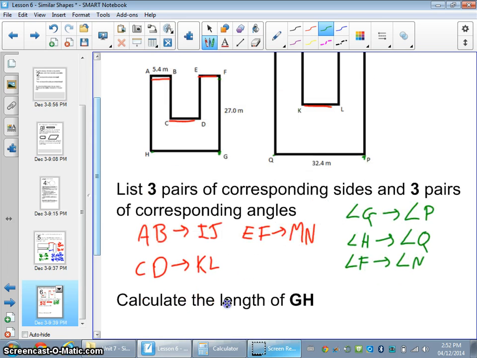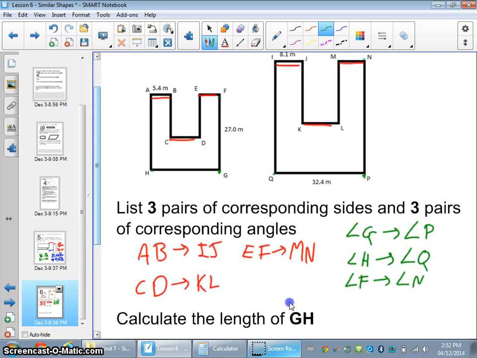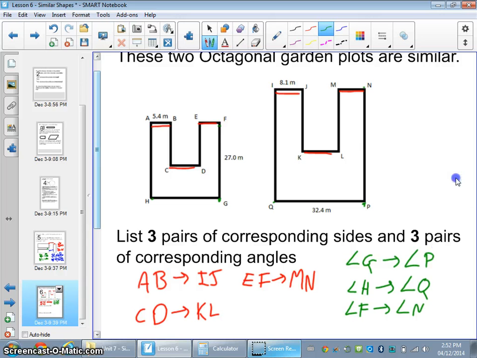So we want to calculate the length of GH. So that's this one here on the bottom. I need to figure out how long that side is. So what I need to do is look at these and see if there's any corresponding sides where I know the length of both of them. I know this one here, but I don't know this one here. But look up here. I know 5.4 up here and 8.1 up here. So again, I can compare these.